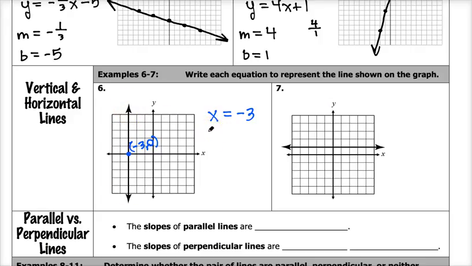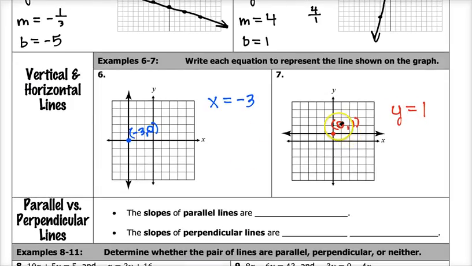And then the opposite is true for number 7. This is a horizontal line, every single point on this line has the same y coordinate, and so the y-intercept of this line is 0, 1. So the equation of this line is just y equals 1. So for vertical lines, just remember they always start with x equals, and it's just the value where it crosses the x-axis. Horizontal lines, it's y equals where it crosses the y-axis. Okay, they only have one variable in each of their equations.